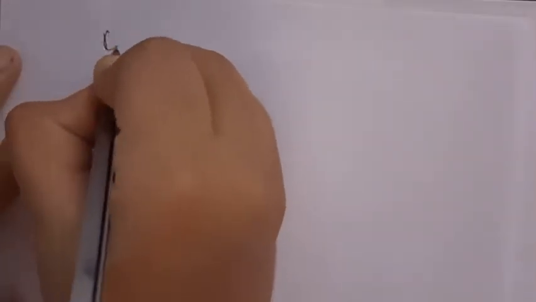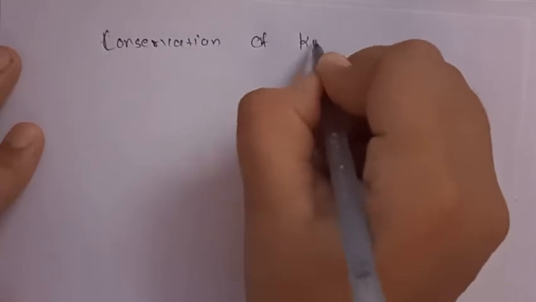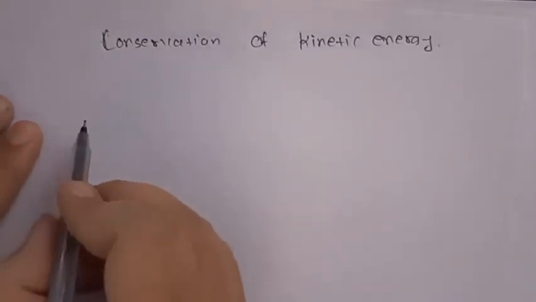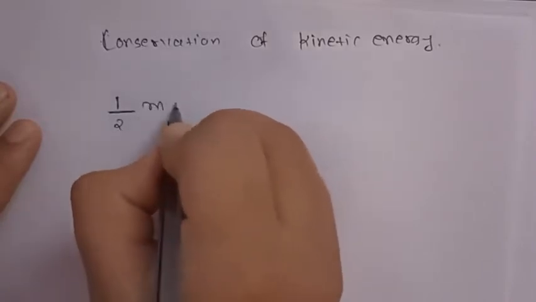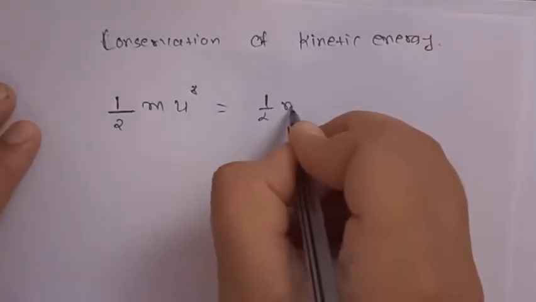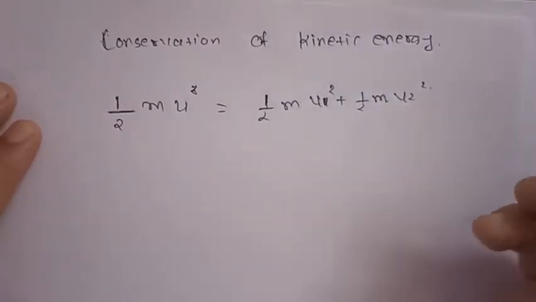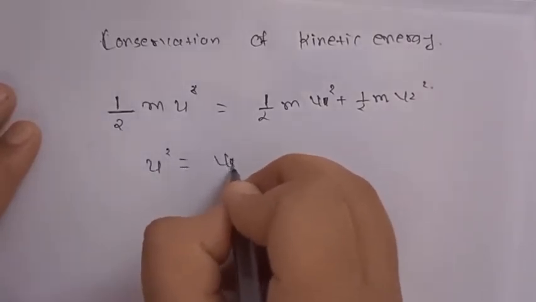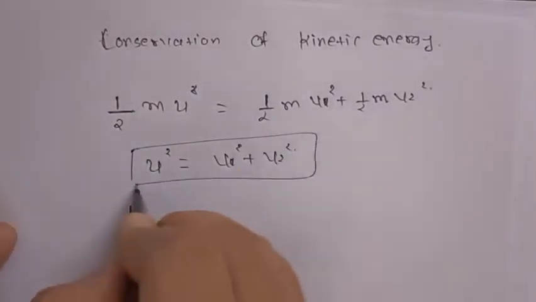Now using the conservation of kinetic energy, the initial kinetic energy of the system, only the A particle was moving, so half m u square, and the final kinetic energy will be half m v1 square plus half m v2 square. This half m will get cancelled out, so we can write u square is equal to v1 square plus v2 square. Now this is equation 2.